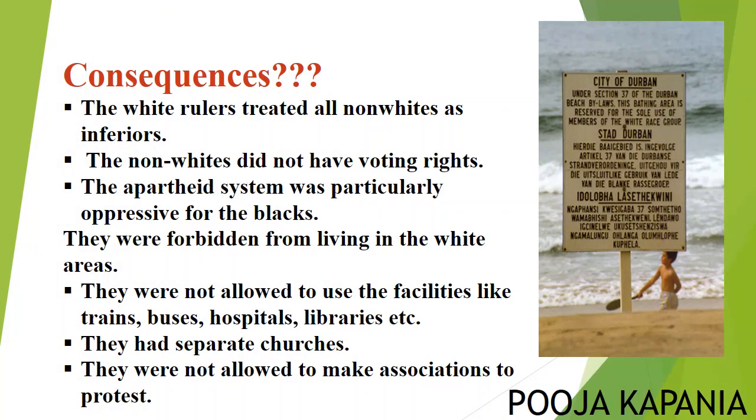Consequences of apartheid. The white rulers treated all non-whites as inferiors. The non-whites did not have voting rights. The apartheid system was particularly oppressive for the blacks. They were forbidden from living in the white areas. They were not allowed to use facilities like trains, buses, hospitals, libraries, etc. They had separate churches. They were not allowed to make associations to protest.